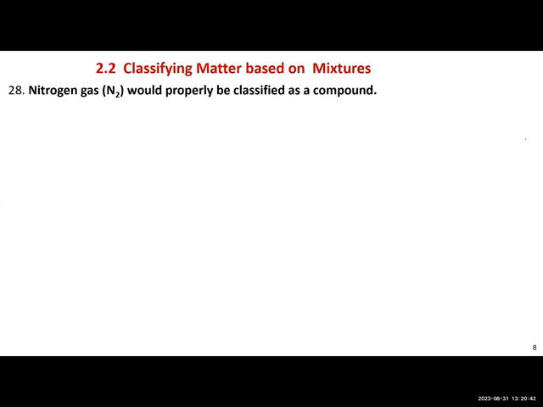Let's look at some of the problems here. Read the question. Nitrogen gas, N2, would be classified as a compound. Is it a true or false statement? Nitrogen is an element or compound. It says it's a compound. It cannot be a compound. You need to have two different types of atom. Nitrogen has only one type. Therefore, it is an element. The answer is false.